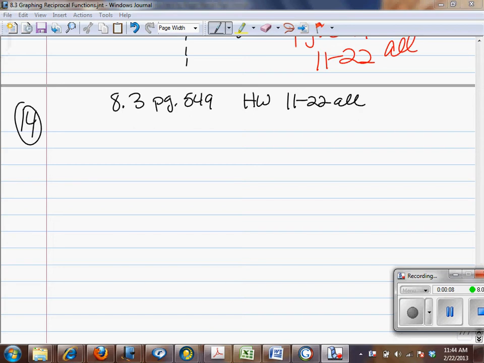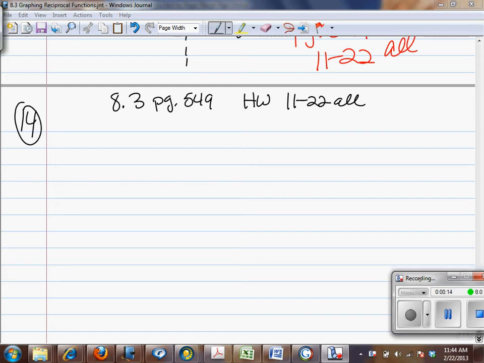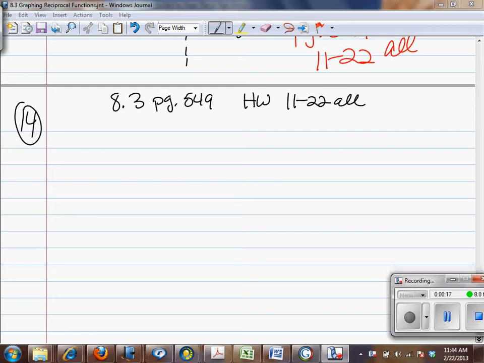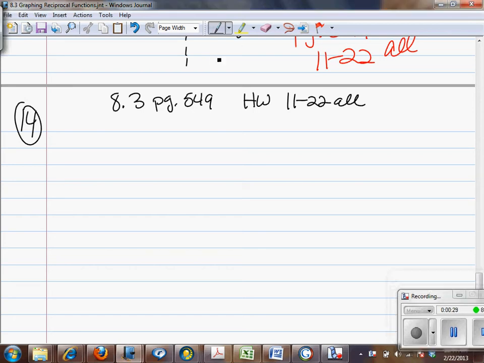I know we ran short on time doing these graphs, so you do have to complete 11 through 22 for homework, but I wanted to do two more for you just so that you had a little more understanding, just for those of you that need a little more help. So I am expecting all of these to be done on Monday, and I can tell you right now I'm going to collect the homework, so make sure you complete them all.